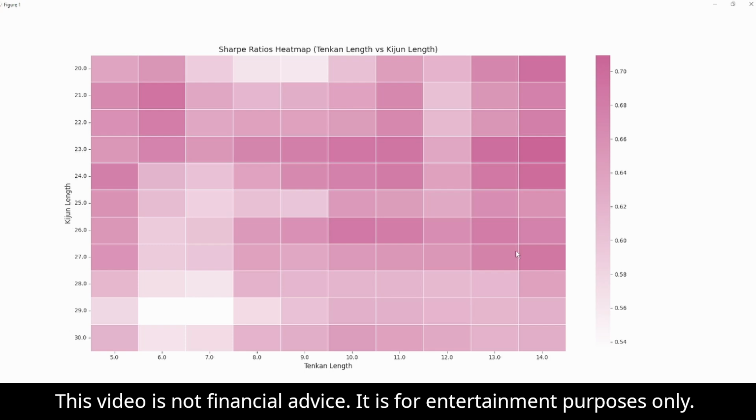And very quickly, let's take a look at the 2-hour version of our strategy. The Sharpe ratios are not very good. They are below 1, as you can see on the right. So yes, here the 2-hour is not good.